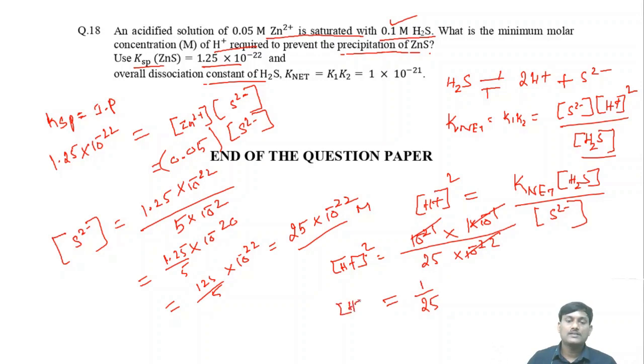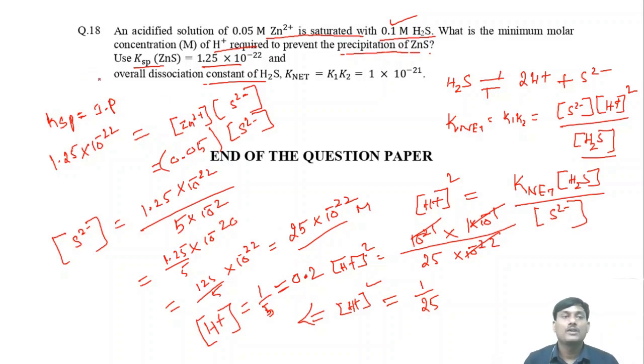This is the concentration of H plus squared. From this, what is the concentration of H plus? The concentration of H plus will be 1 by 5, which is 0.2. So what is the answer? The minimum molar concentration of H plus required is 1 by 5 molar or 0.2 molar. Okay, thank you very much.